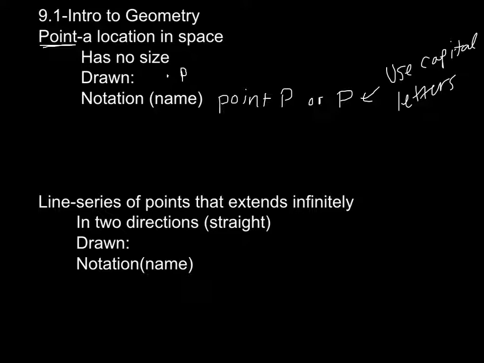Then we have a line. That's our second vocabulary word, and it is a series of points that extends infinitely. Okay, so it's in two directions and it's straight. So if I draw it, lines are always going to have arrows on both ends. I could have point A, point B, point C. Okay, and it's going to go on forever.